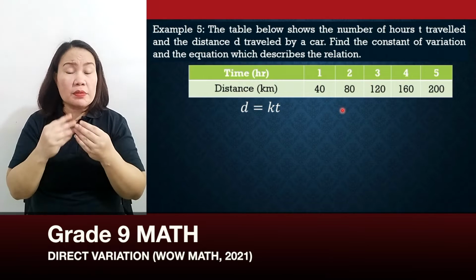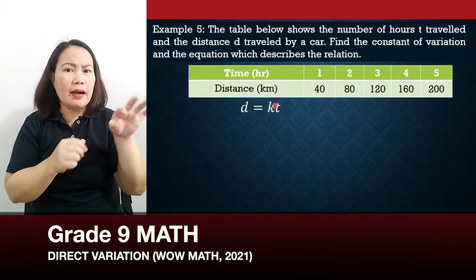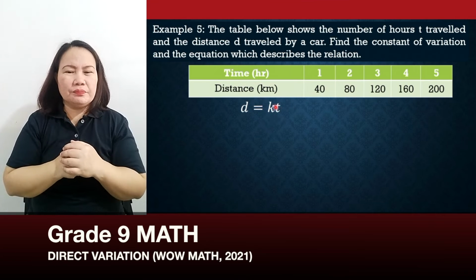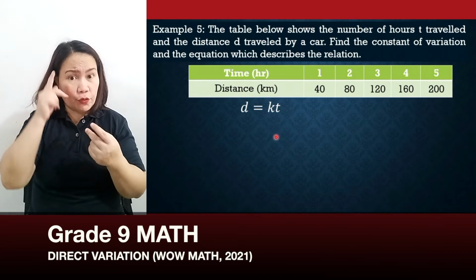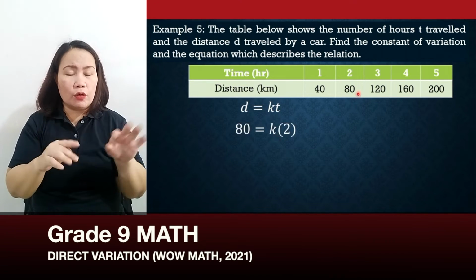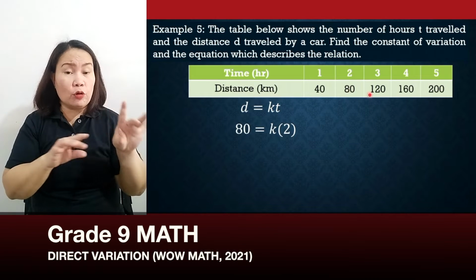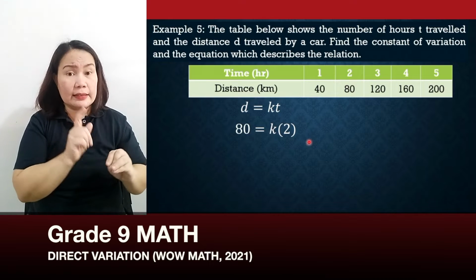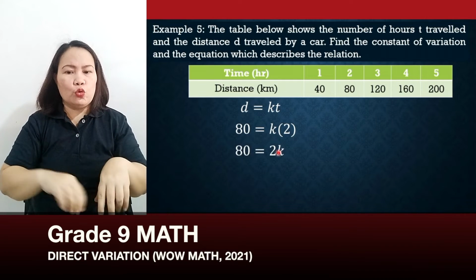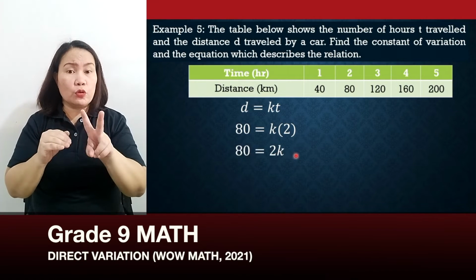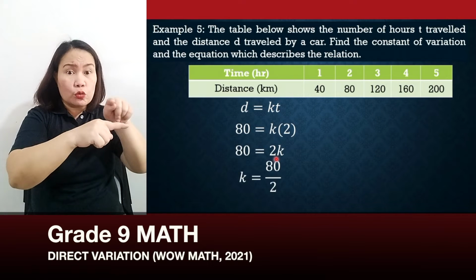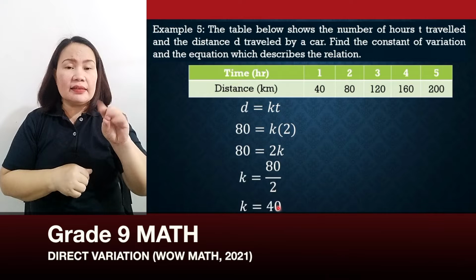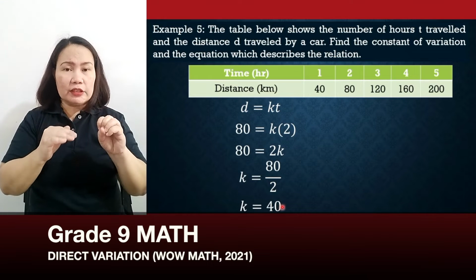So, para ma-solve lang natin yung k, kasi kailangan natin kunin yung equation nito. To solve for k, yung constant natin, substitute lang natin yung distance, yung d natin is 80, and yung time is 2, or 80 is equal to 2k. So, to solve for k, divide both sides by 2. So, 80 divided by 2, the answer is 40. Ibig sabihin, yung constant natin dito ay 40.